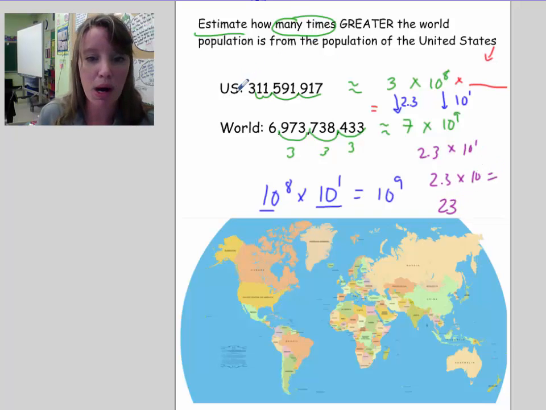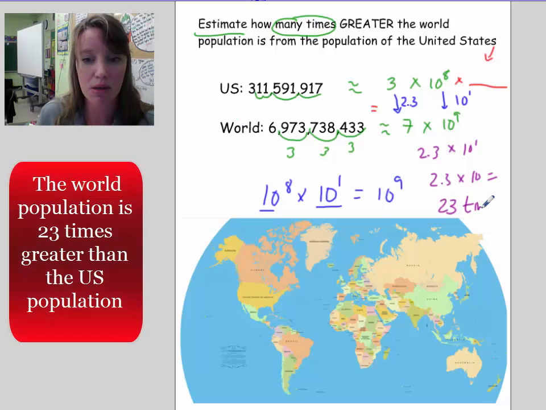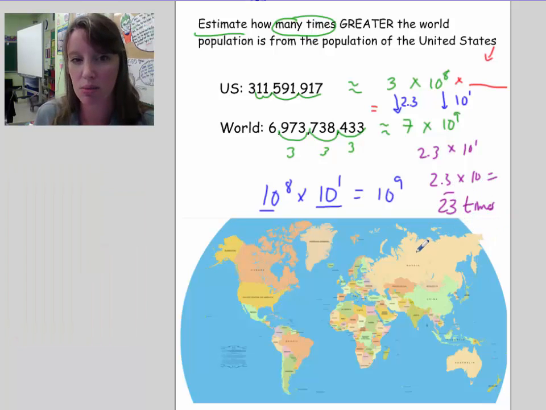So the world population is 23 times bigger than the US population. All right, and that's just an estimate, but it's a pretty good estimate of how much greater the world population is from the US population.